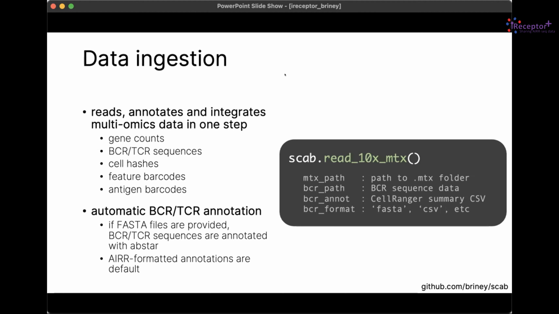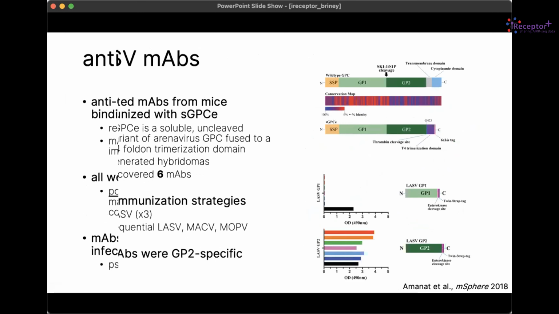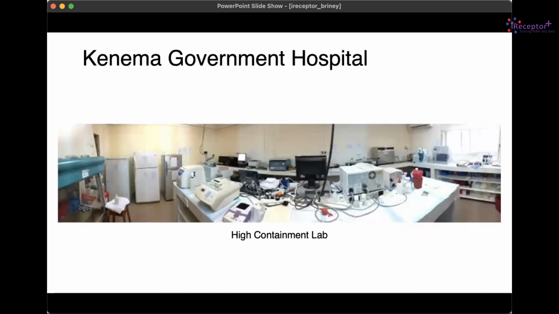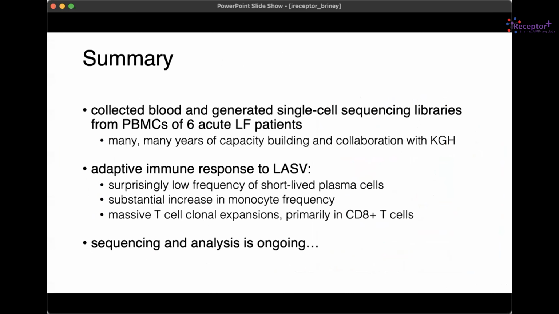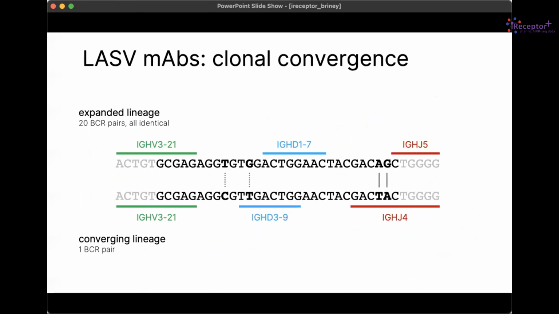Actually, I cut this out of the talk because I ran out of time, but I have some slides after the acknowledgements. Let's see here. So this is actually an interesting story. This is the single largest lineage that we saw. It's interesting because we think it is actually two different convergent lineages that are converging extremely well.